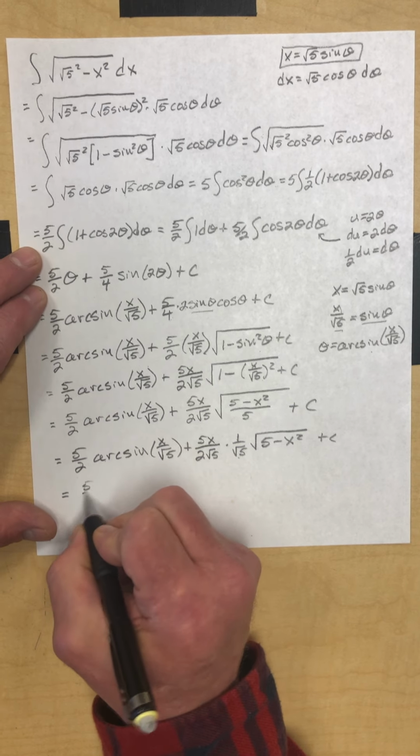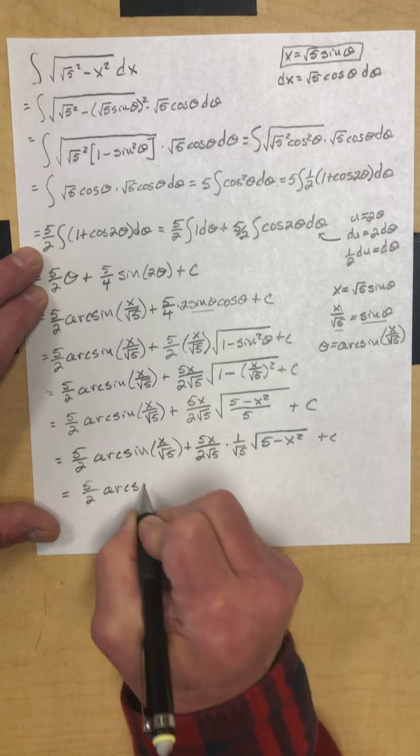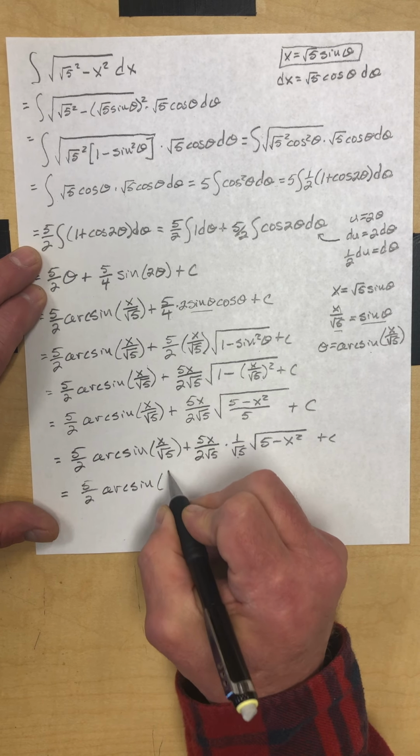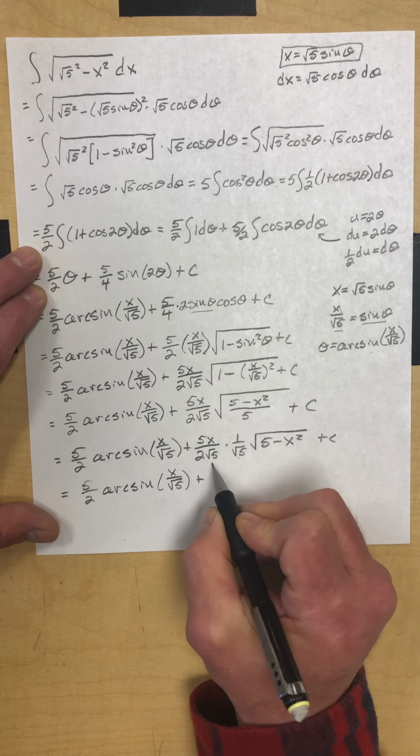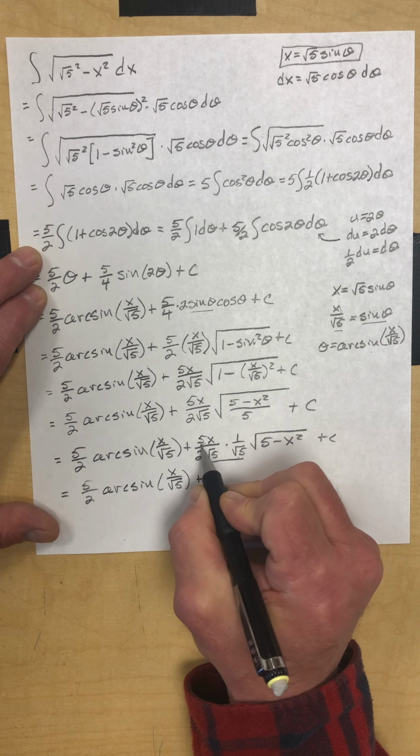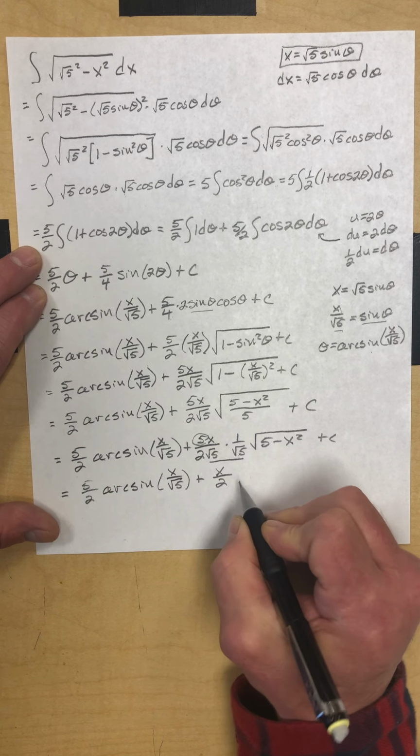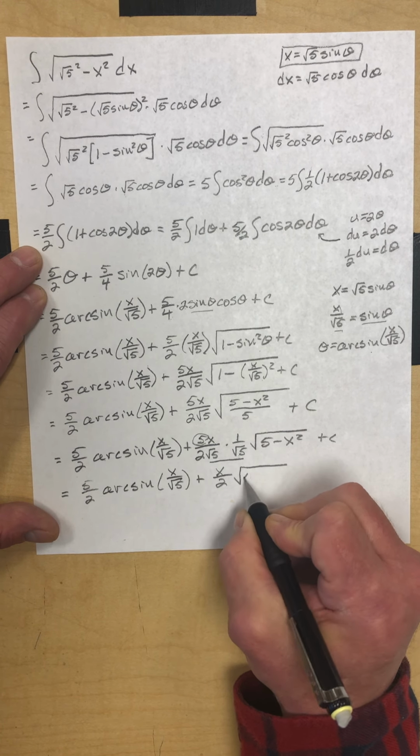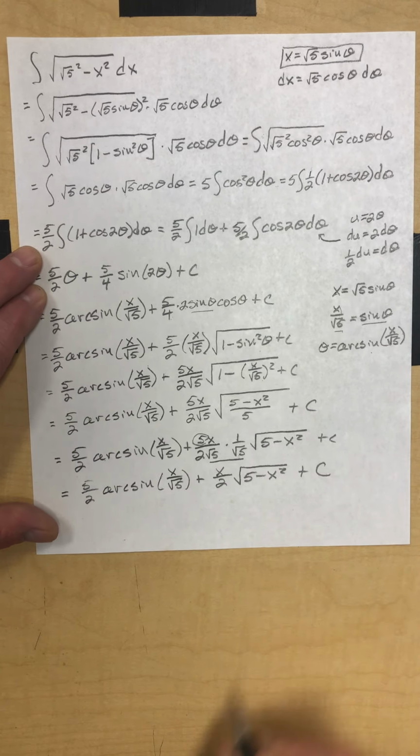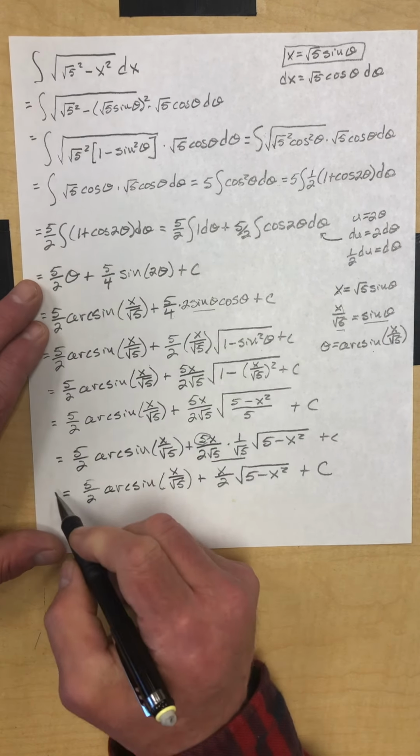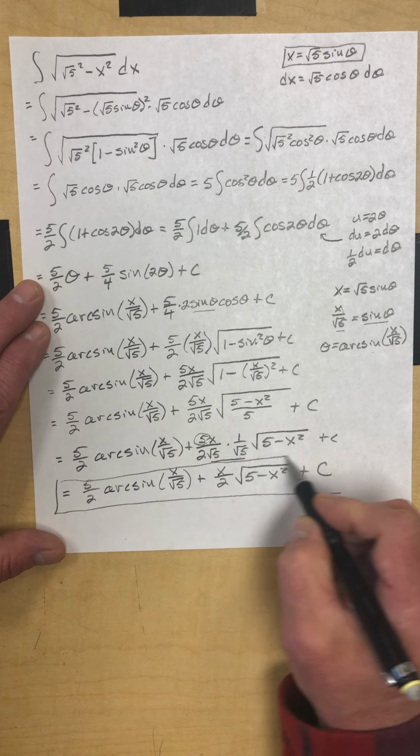So we get 5 halves arc sine of x over radical 5 plus, remember these guys right here cancel with this guy up here, so we're just left with x over 2 times the square root of 5 minus x squared plus our constant of integration. And I would say that right here, there is nothing wrong with that answer.